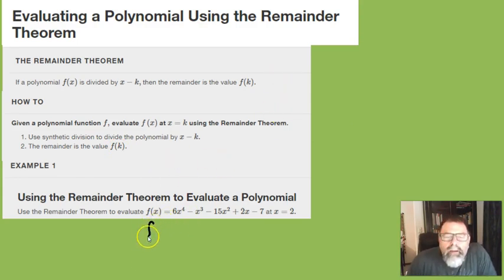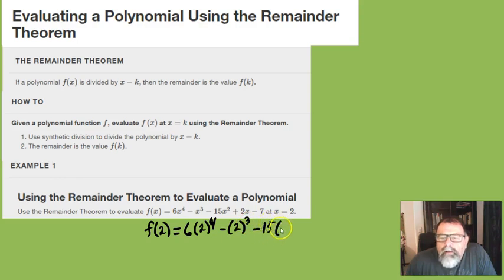So if I wanted to find out f of 2, for instance, the traditional way is what we call substitution. You plug in the 2. Now if I'm using a calculator, then this is probably the way I would do it. But if I'm doing it by hand, I messed up there. Let me fix that. This is 15x squared. So again, this is substitution. Now if I'm doing it by hand, you're going to see that doing it using the Remainder Theorem is a lot easier.